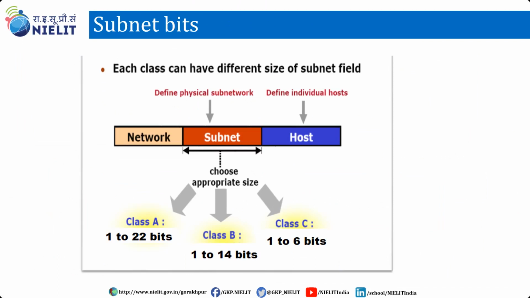After subnetting, these numbers can be further divided into smaller groups of independent networks. So how many bits can you take from the host portion for different classes? In class A, a minimum of 1 bit can be acquired from the host portion.